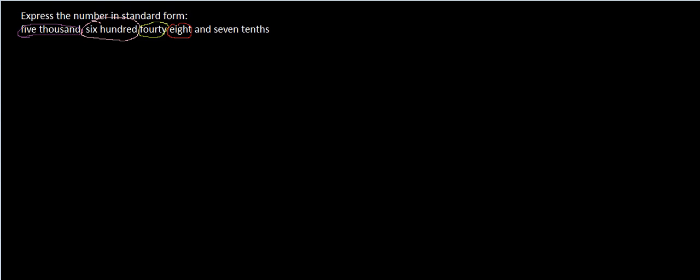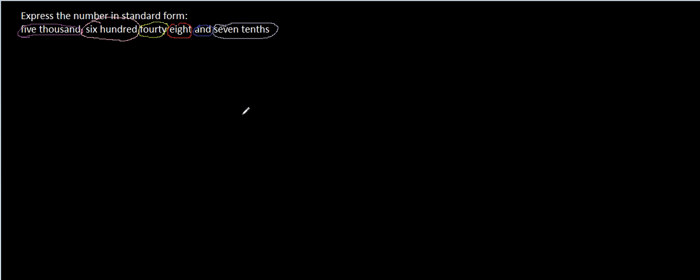I see this word and. I know and means something. Maybe I can't remember exactly what it is right now, but I'll think of it. And then finally, we see 7/10. If I remember my decimals, I remember that tenths is a decimal. So let's try and figure out how to write this in number in standard form.